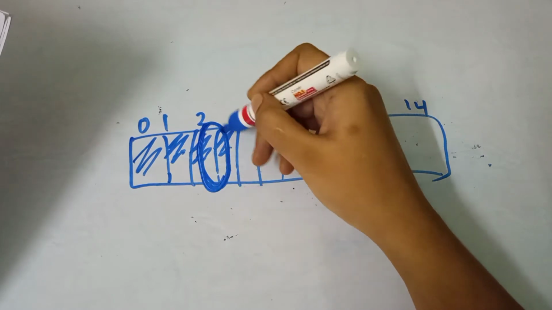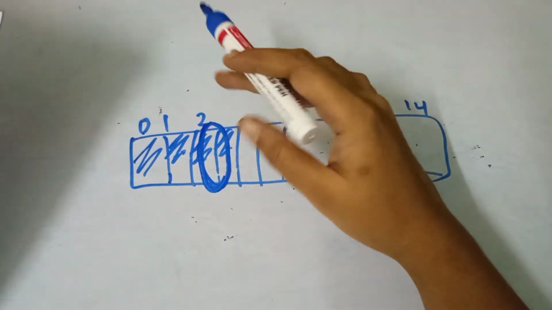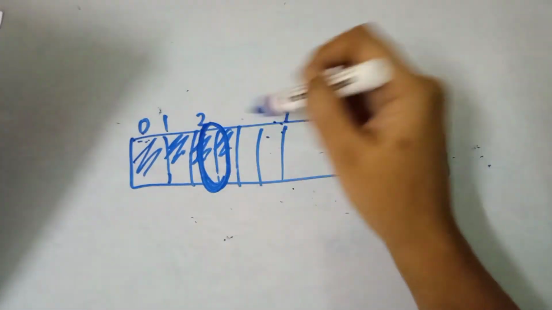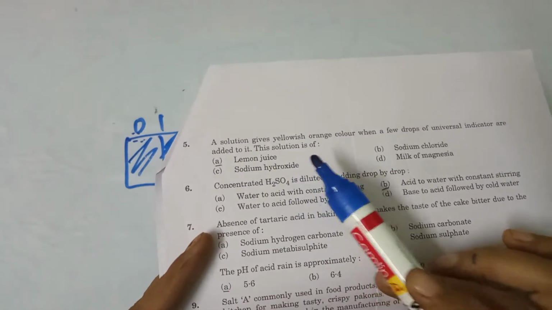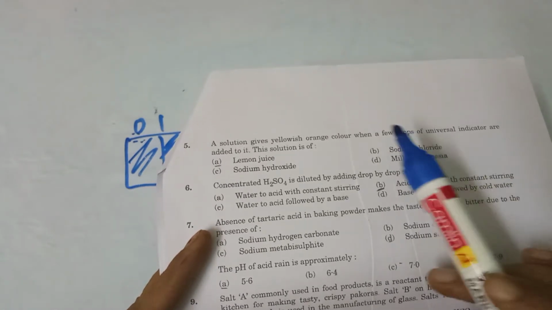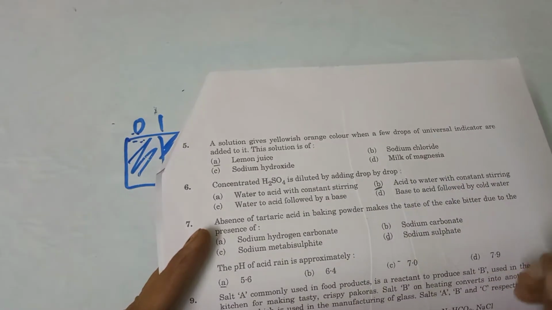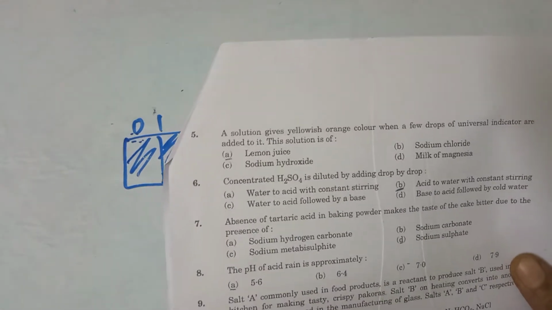We also know that from 0 to 7, if any solution indicates a color between 0 to 7, then it is acidic in nature. So we'll check which solution is acidic in nature. Lemon juice is acidic in nature, yes. Sodium chloride, NaCl, is a salt. Sodium hydroxide is basic in nature. Even milk of magnesia is a weak base. So the only acidic solution is lemon juice. So A is the right answer.